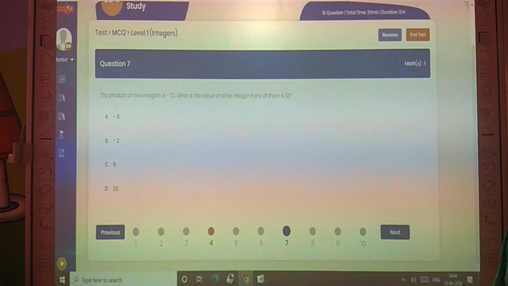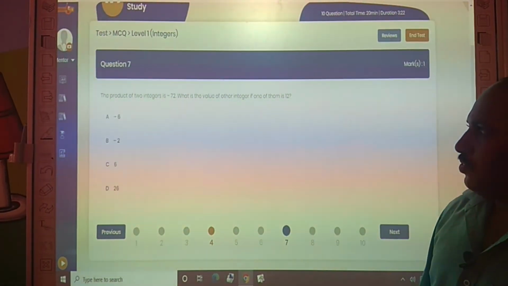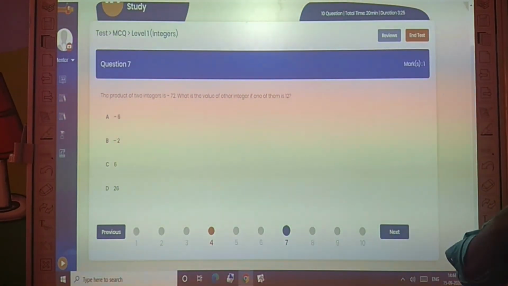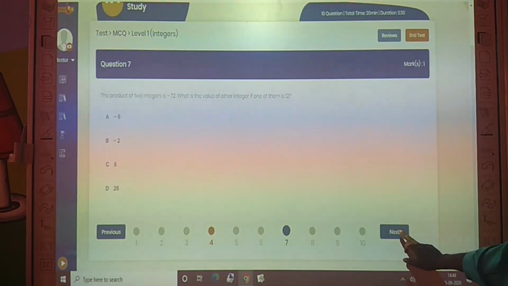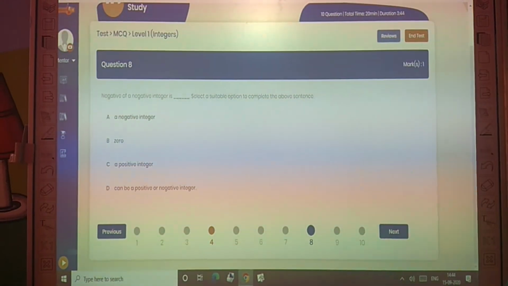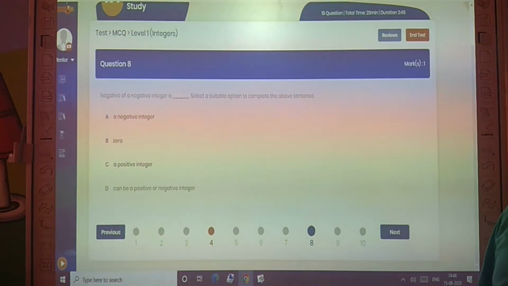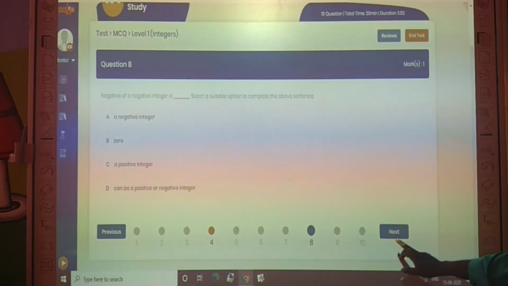Question number 7. The product of two integers is minus 72. What is the value of the other integer if one of them is 12? The other integer is: A minus 6, B minus 2, C 6, D 26. The negative of a negative integer is dash. Select a suitable option to complete the above sentence: negative integer, 0, positive integer, can be positive or negative integer.